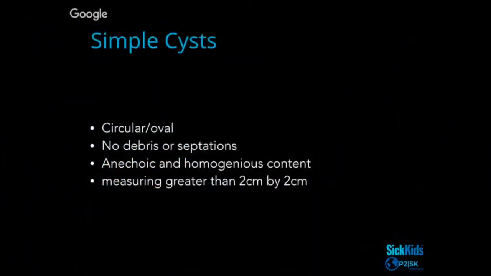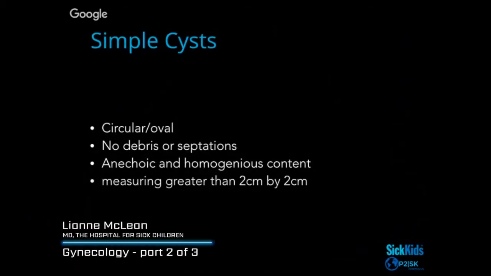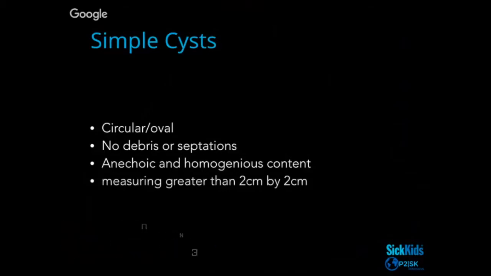So what are simple cysts? They're circular or oval. There's no debris or septation in them. They're anechoic and they're homogeneous, and measure greater than 2 by 2 centimeters. Otherwise, if they're smaller, they may just be a normal follicle.